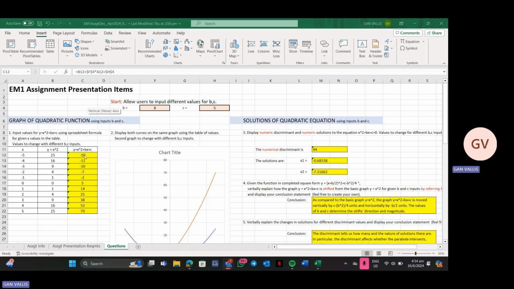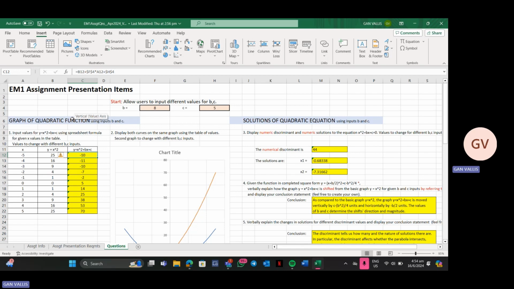As you can see in the yellow boxes, starting with C12, I've keyed in the formula of relative B12 plus absolute F4 times relative A12 plus absolute H4, and dragged the column of C12 down to C22, thus giving the values for the rest of the yellow highlighted cells.